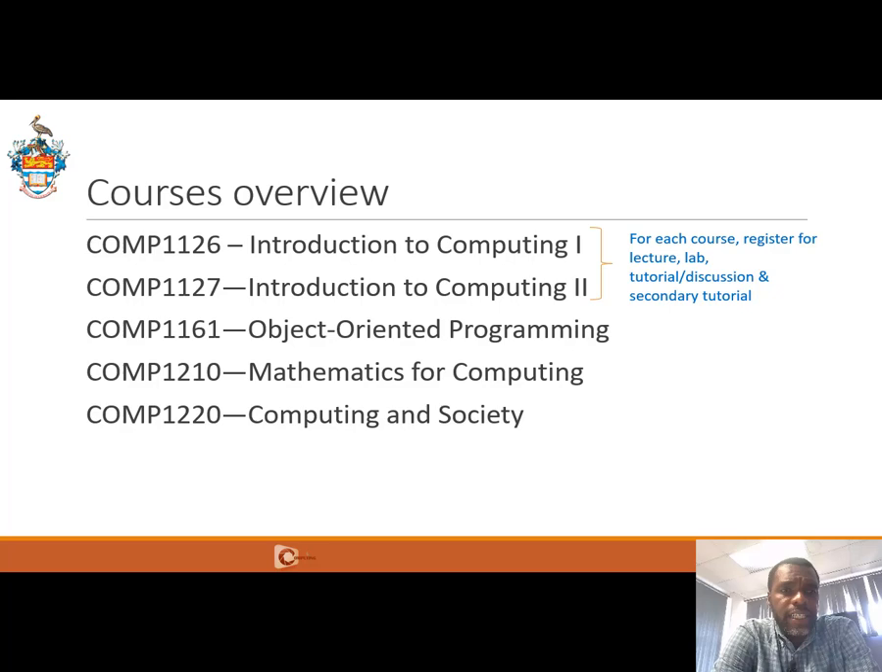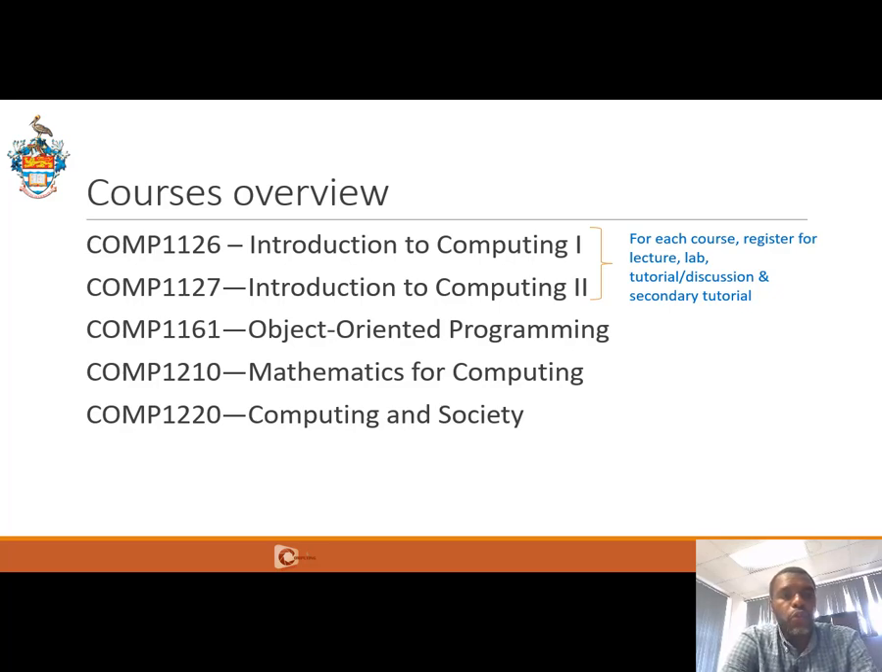The following are part of the program at level 1: COMP 1126, Introduction to Computing 1, COMP 1127, Introduction to Computing 2, and then COMP 1161, Object-Oriented Programming, COMP 1210, Mathematics for Computing, and COMP 1220, Computing and Society. If you're proceeding normally through the program, by this I'm talking of students who have already received normal offers, that is, they have their CAPEs, you should take COMP 1126 and 1127 in semester 1. COMP 1126 runs over the first 6 weeks of the semester, COMP 1127 the next 6 weeks of the semester.